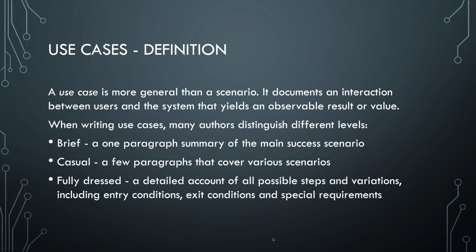A use case is more general. It describes an interaction between users and a system that produces some kind of result. You can write use cases at different levels of detail. A brief use case is simply a one-paragraph summary of the main success scenario, similar to what we saw on the previous slide. A casual use case covers various scenarios, including non-successful ones. And finally, a fully dressed use case is a detailed account of all the possible steps and variations that can occur.